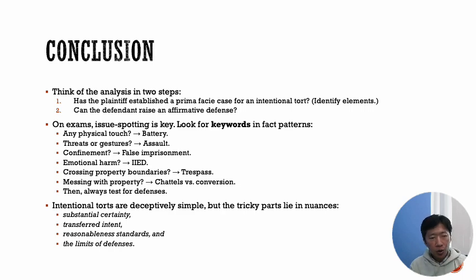On the exam, especially for issue spotting essays, look for keywords to track the pattern. For example, for battery, you're going to see whether there is any unpermitted touch. For assault, whether there's an imminent threat. For false imprisonment, whether there's a confinement, a known confinement. And for IIED, whether there's an outrageous expression or an emotional harm. Trespass, we're looking for crossing property boundaries. And chattel conversion, whether we're missing some property. Then always test for defenses, like I just mentioned.